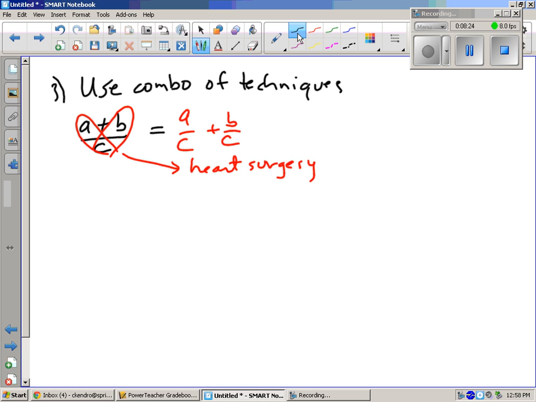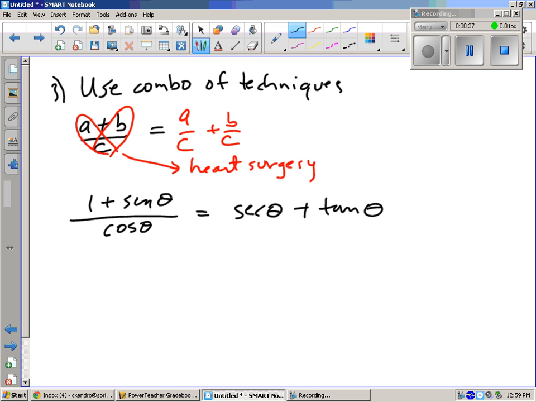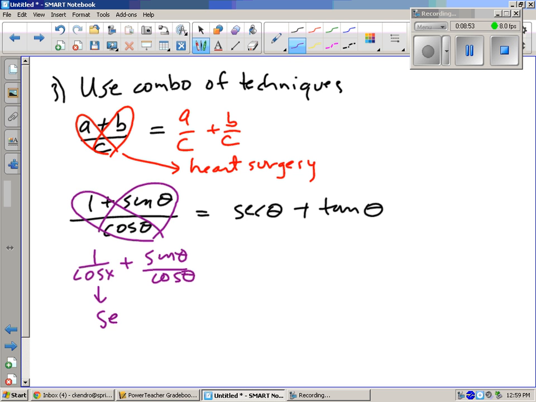So let's try our next problem. So I have (1 plus sine) over cosine is supposed to be equal to secant plus tangent. Okay. So I'm going to do my little heart surgery here. Take that and that. So 1 over cosine plus sine over cosine. And we're almost done here. 1 over cosine is secant, and sine over cosine is tangent. And that's what we were trying to find. All right, put the line in there.